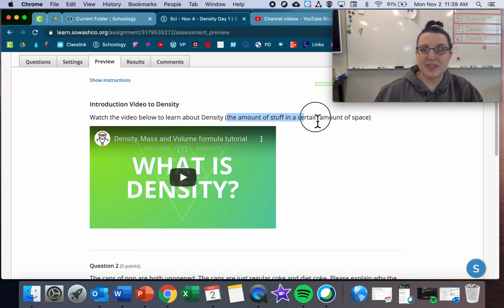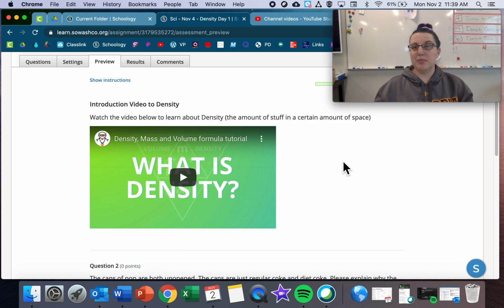Density is the amount of stuff in a certain amount of space. And so you can see how it's related to both mass and volume based on its definition. Basically, if something has more stuff or more mass, it's going to be more dense. If something has less space or less volume, it's also going to be more dense. And so it's a relationship between mass and volume.